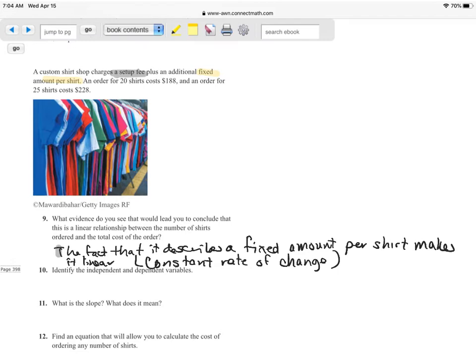All right, identify the independent. So remember, independent is input. That's what the X would be. And dependent variables, that's the output. That's what the Y would be. So it seems to me that we have two variables: how many shirts you're ordering, and then the cost. So let's say independent, I'm going to go ahead and abbreviate that, is the number of shirts, and dependent is the cost.